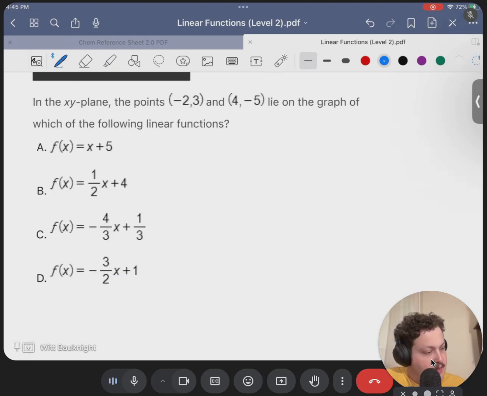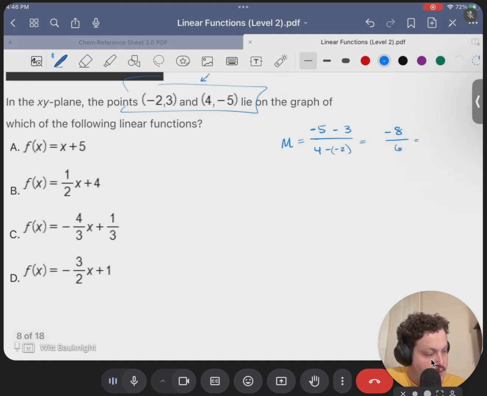All right, we got 2 points. What is the linear function? Okay, this we're going to use. There may be another method that I'm not thinking of, but I'm going to use point slope form. First, let's figure out the slope. Negative 5 minus 3 over 4 minus negative 2. That's negative 8 over 6, or what's another way of saying that? Negative 4 over 3.